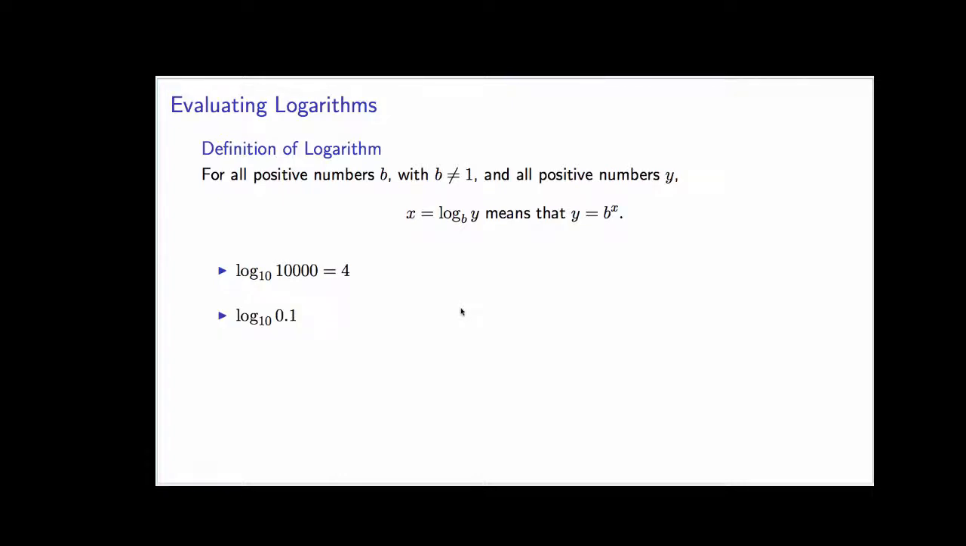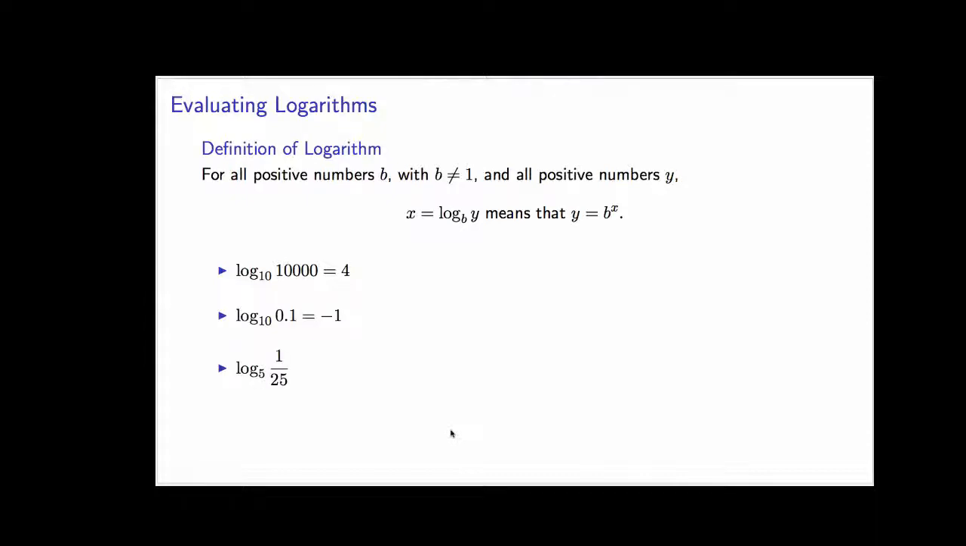As another example, let's look at the log base 10 of 0.1. Again, we're looking for a number x such that 10 to the x is equal to 0.1. 0.1 is the same as 1/10, which is the same as 10 to the negative 1. So our x here is negative 1. In other words, the log base 10 of 0.1 is equal to negative 1.